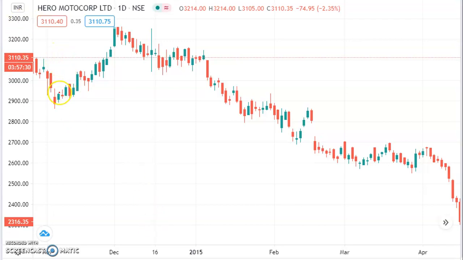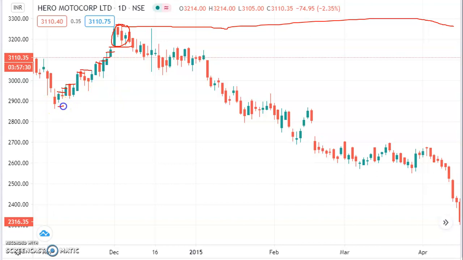This is a higher highs pattern. Okay, 1, 2, 3, 4, 5, then 6, 7, 8, 9, 10, 11, and you can see the engulfing pattern here. You can keep the stop loss here.